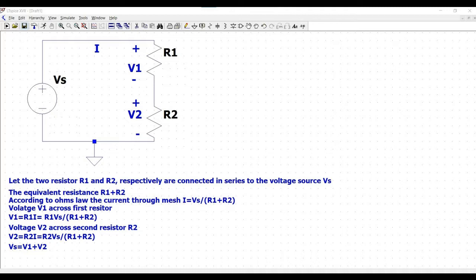R of 1 into I, which is equal to R of 1 into V of S divided by R1 plus R2, and the voltage V2 across the second resistor R2 is given by V of 2 is equal to R of 2 into I, which is equal to R2 into V of S divided by R1 plus R2. Thus, voltage source, that is V of S, is equal to V1 plus V2. When two resistors are connected in series to a voltage source with voltage Vs volts, the total voltage is divided between V1 and V2. This is referred to as the voltage divider rule.